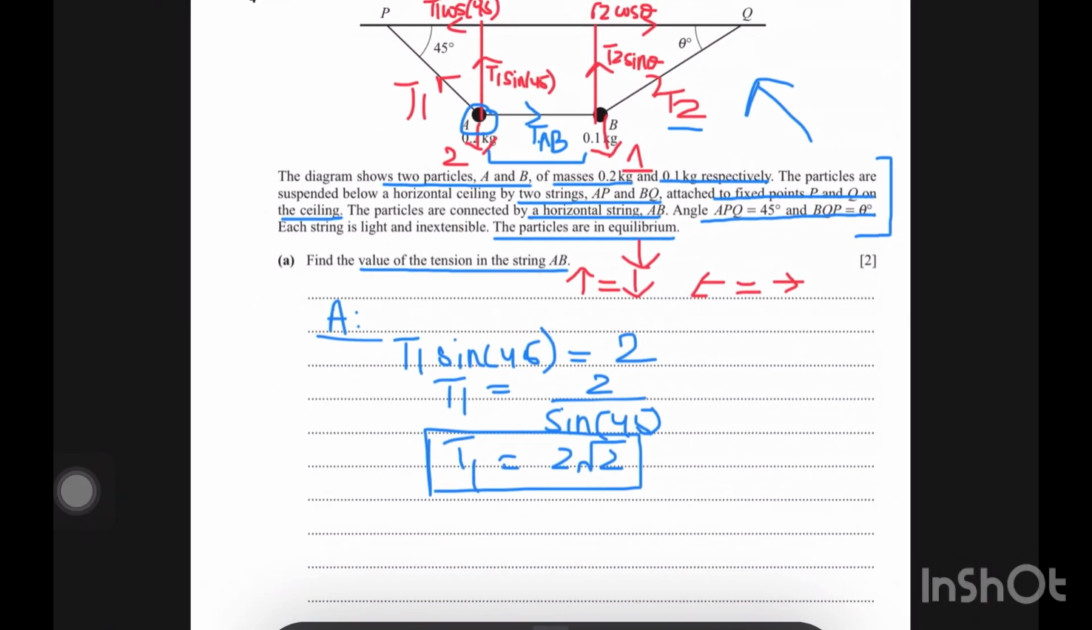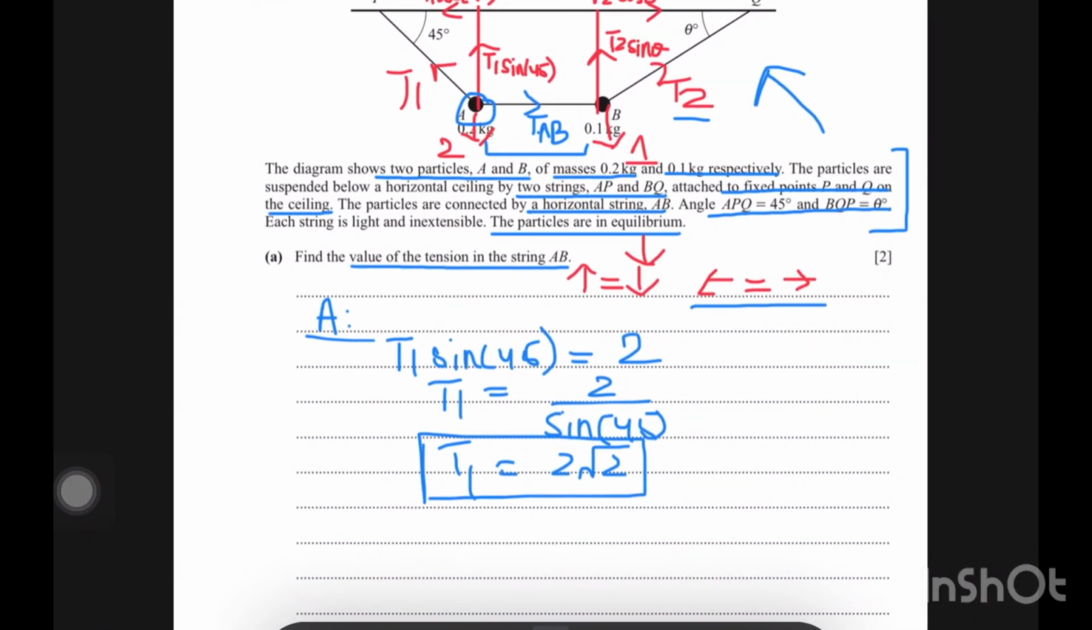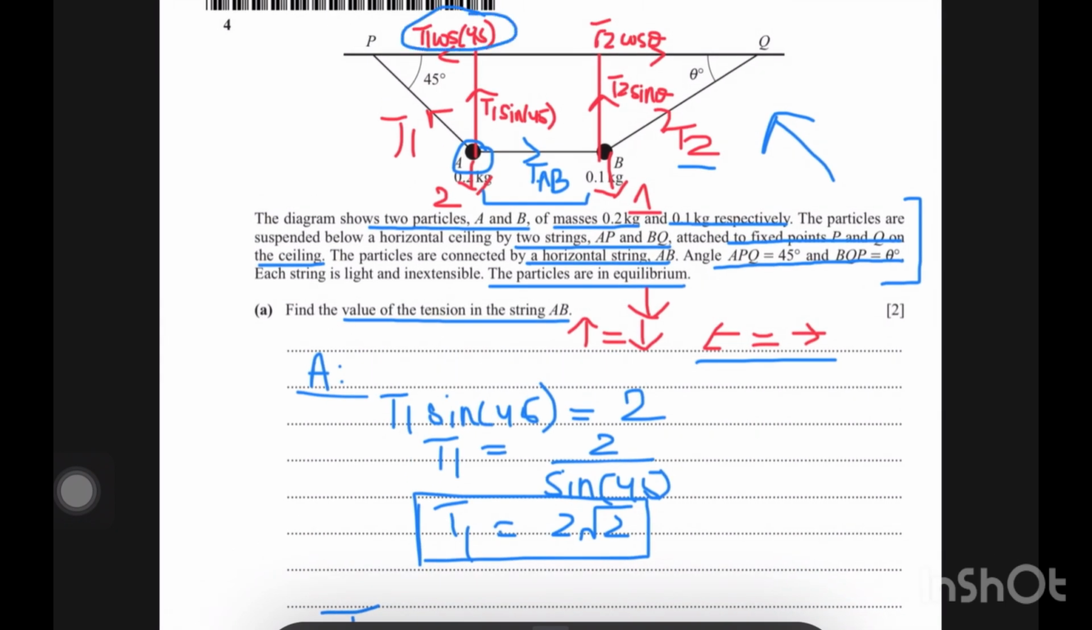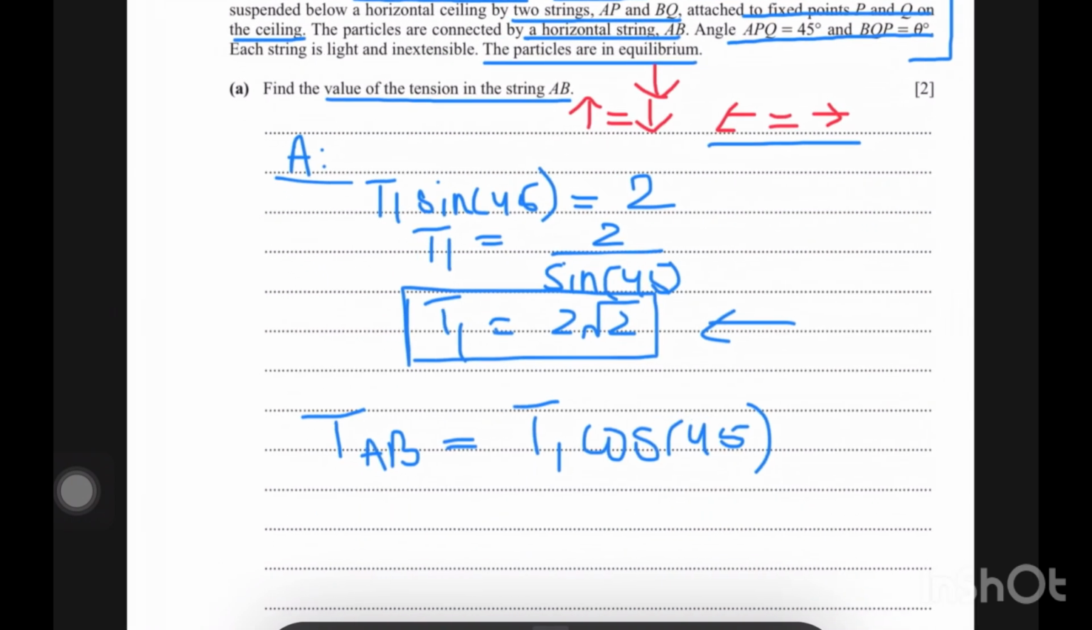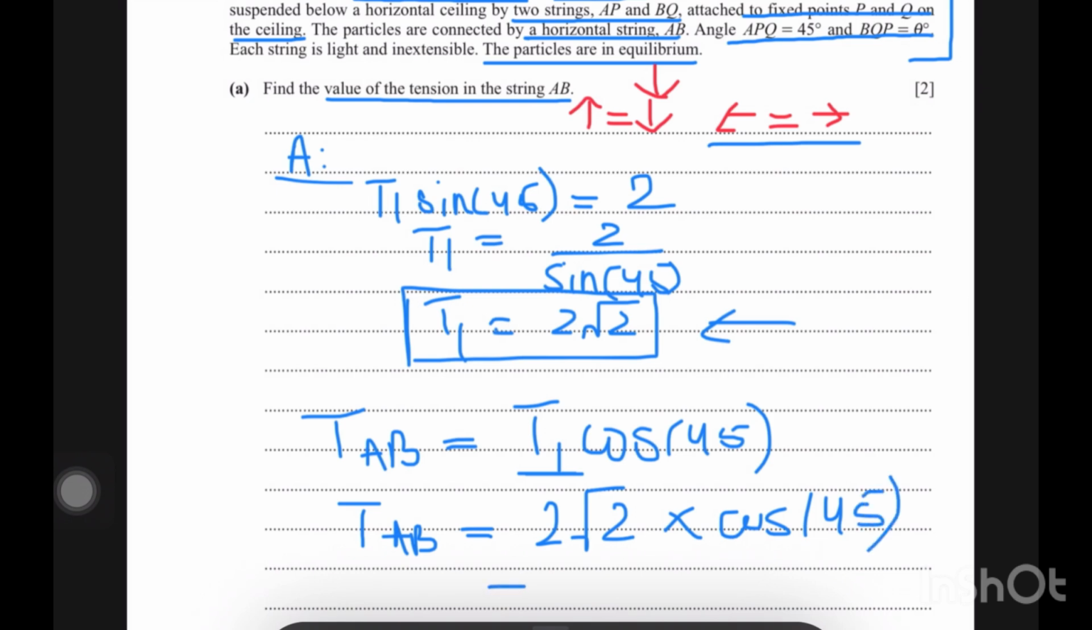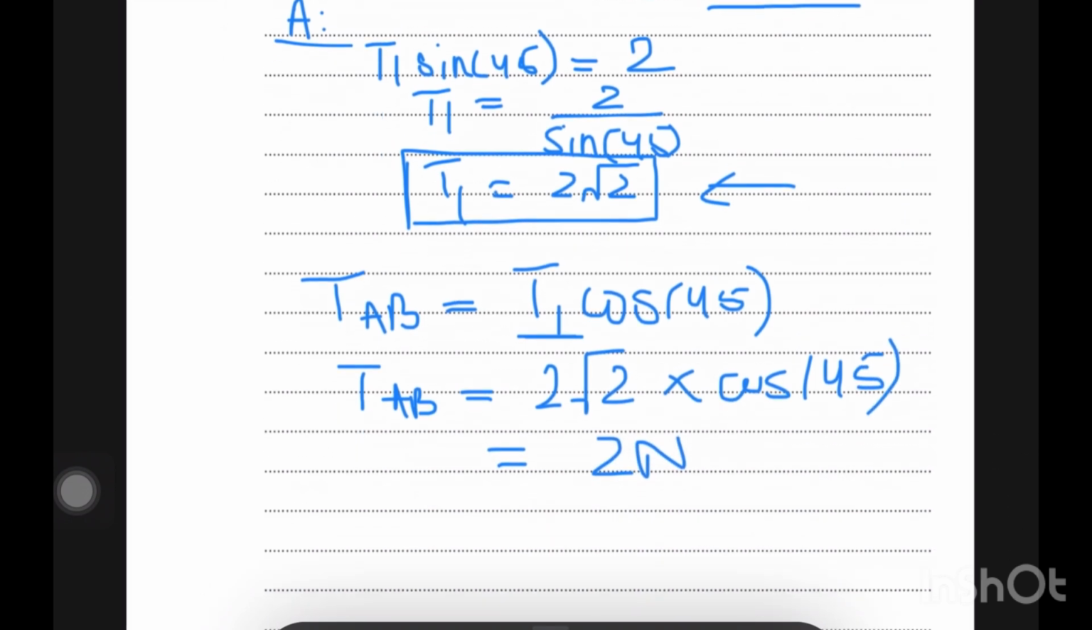That means that for the second condition, for the rightward forces to be equal to leftward forces, the tension AB must be equal to this T1 cos 45, which is acting leftwards. We just found out the value of T1, which is 2 under root 2. So we can substitute it over here for T1. That means the tension in AB is equal to 2 under root 2 times cos 45, and that is equal to 2 newtons. So we have found our tension in AB to be equal to 2.